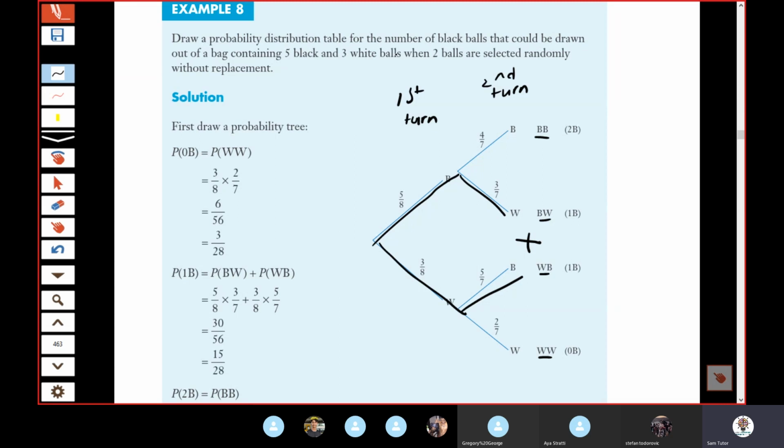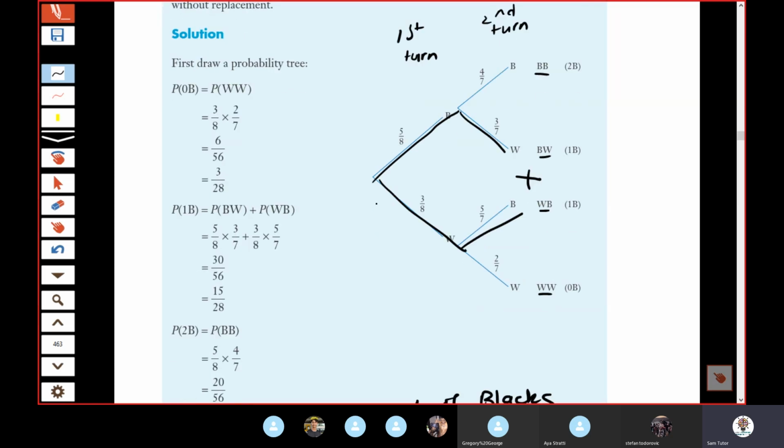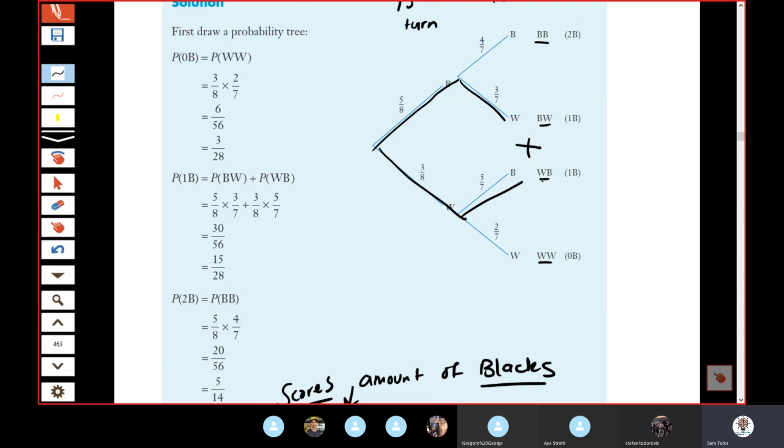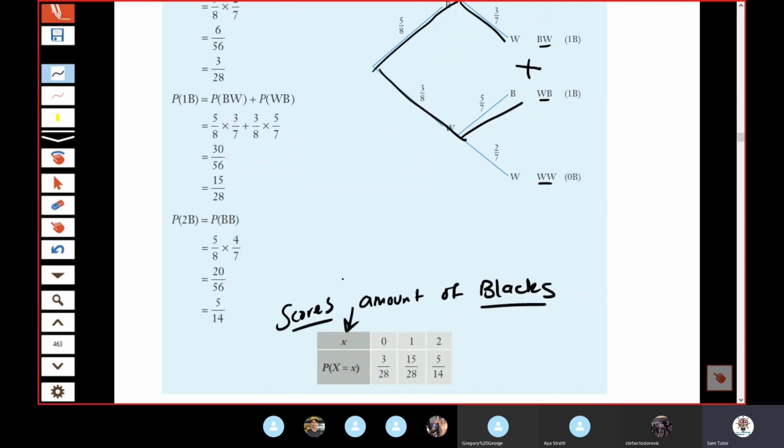Draw a probability distribution table for the number of black balls that could be drawn. So you guys are more used to this: black, black, black, white, white, black, and white, white. You guys got to understand, we're looking at scores now. So your scores, you got to work them out as how many blacks: 0 blacks, 1 black, 2 blacks, instead of W, W, W, B, B, W, B, B. Okay, any questions?